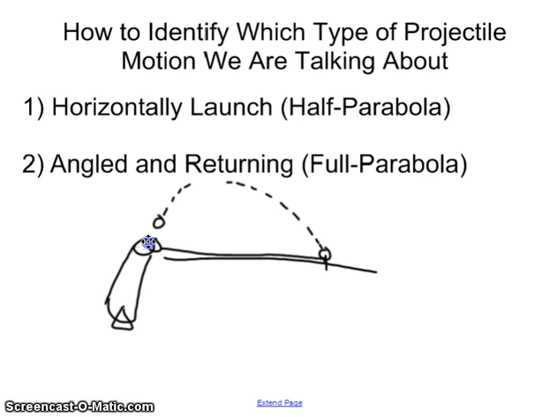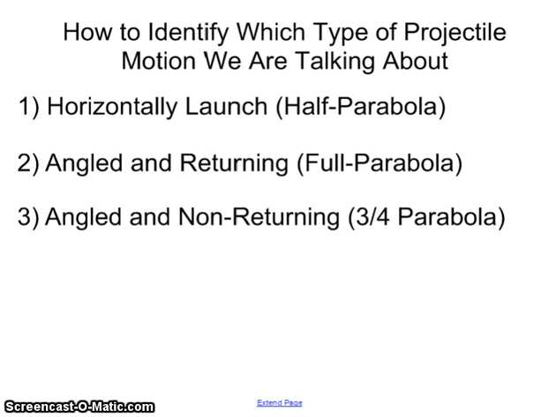The next and last type that we're talking about is something that covers basically every single other thing, and that is angled and non-returning. So unlike the horizontally launched half parabola problem, we are launching at an angle, and unlike the full parabola problem, it is not merely returning to the same ground of which it started, but is changing its displacement vertically. So that makes it a 3/4 parabola problem.